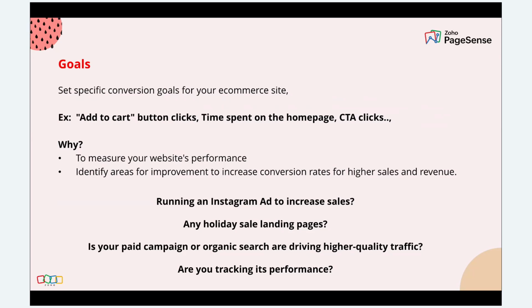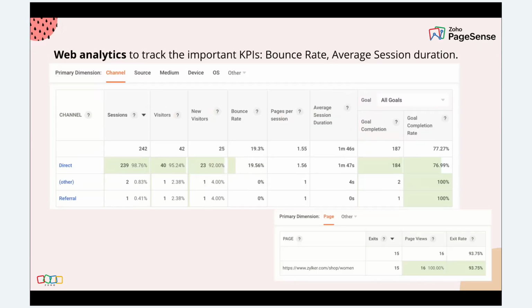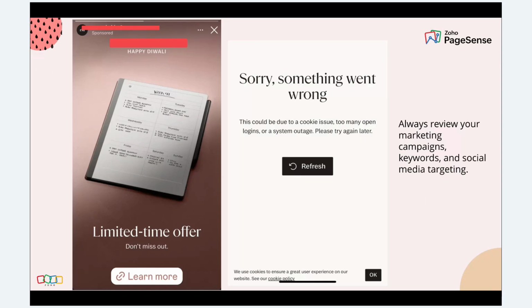Let's take the example of the ad that I showed you earlier, the Instagram ad. So with PageSense goals, you can actually track how visitors from the campaign behave on the website. And by setting goals tied to specific actions like product views, add to cart events, or conversions, you can analyze the campaign effectiveness and refine the targeting better.